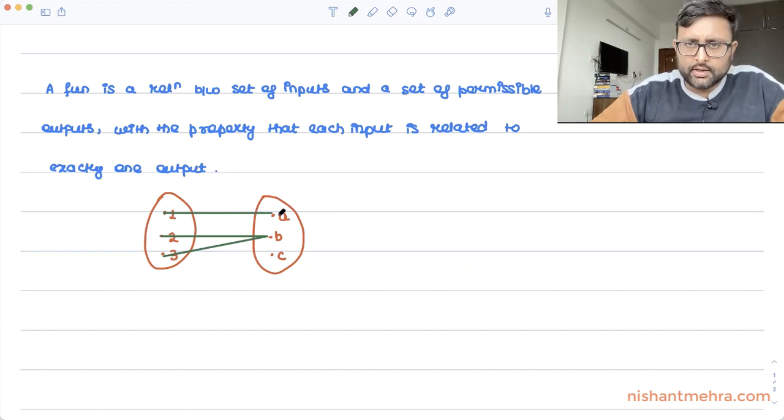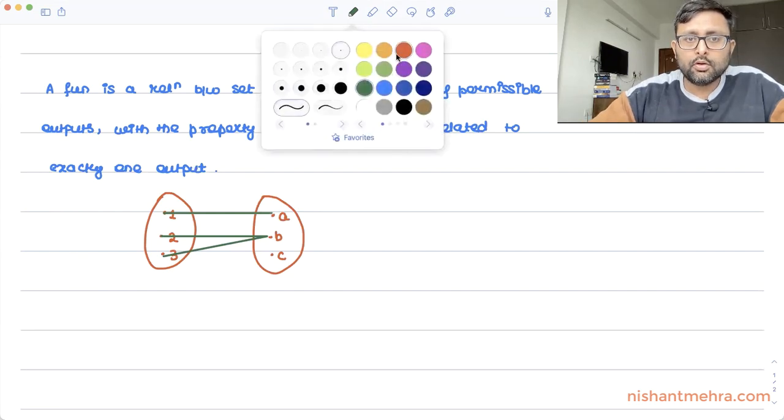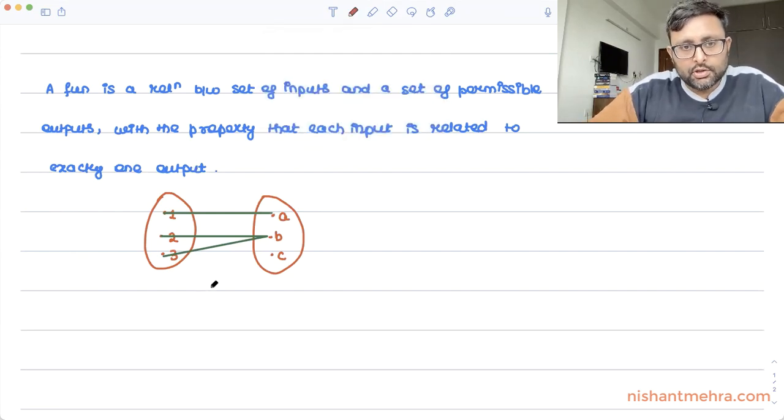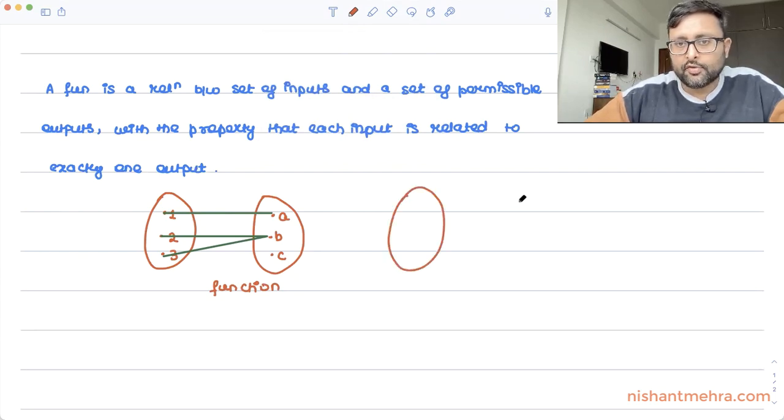1 is related to A, yes. 2 is related to B, yes. 3 is related to B, yes. So each input is related to only one output. This is not happening now, that 2 is related to both B and A. So this is a function, but you can easily make it something which is not a function.